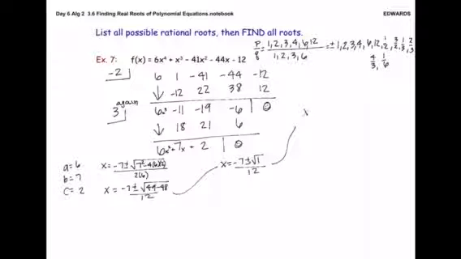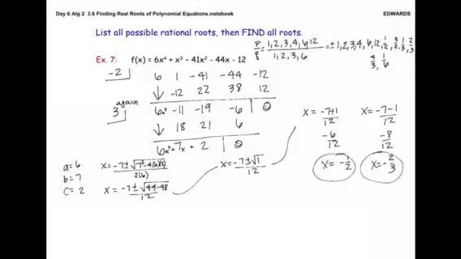So I have x equals negative 7 plus 1 over 12. And I have x could equal negative 7 minus 1 over 12. So I get negative 6 over 12, negative 8 over 12. So my other roots are negative 1/2 and negative 2/3. So in this case, all of our roots were real numbers. We have 4, so we list them out. Our roots are negative 2, 3, negative 1/2, and negative 2/3.